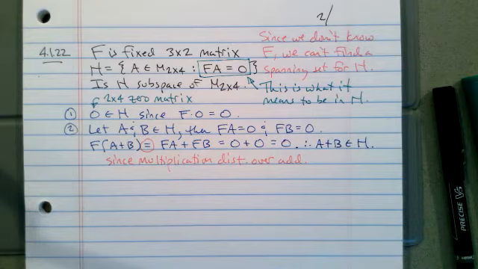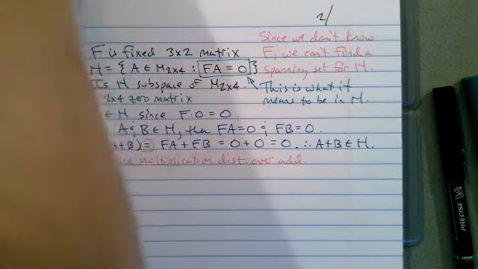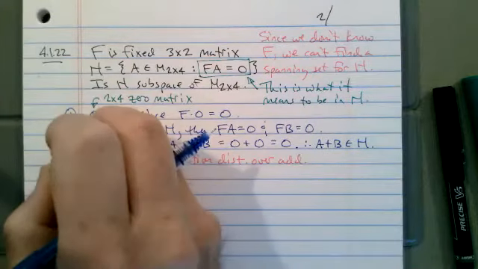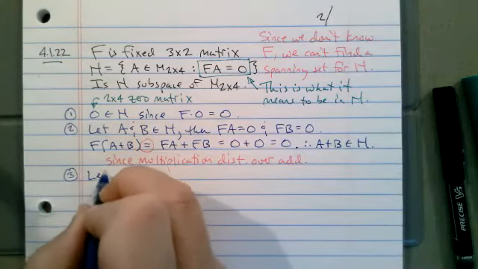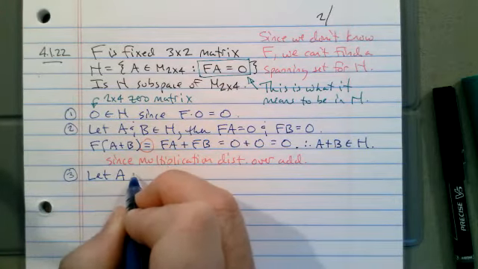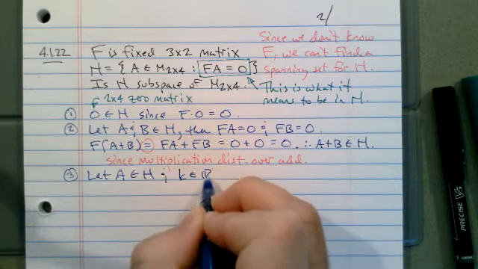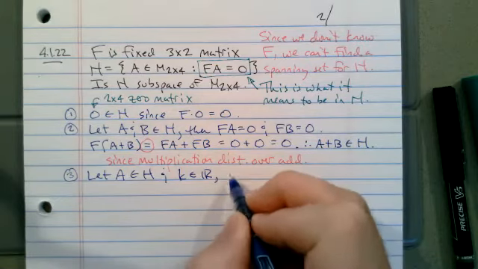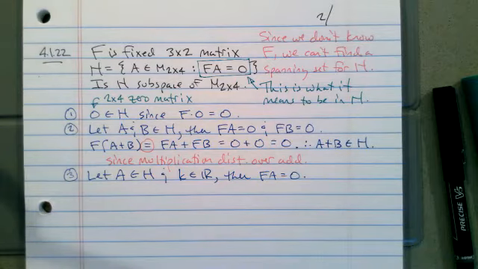Now I need to show that H is closed under scalar multiplication. So, this is 3. Let's suppose that we have some matrix in H and some real number K. If A is a matrix in H, then F times A is equal to 0. That's just how we define H.